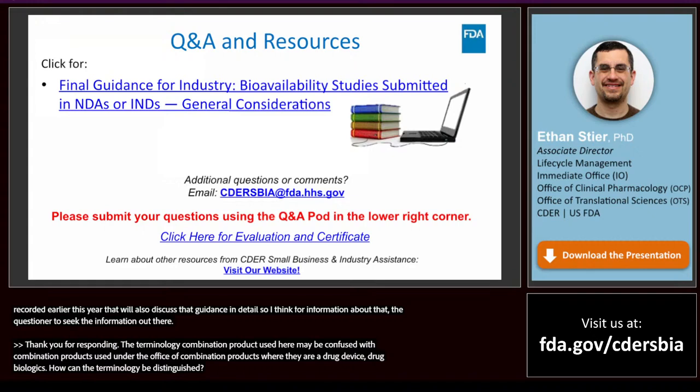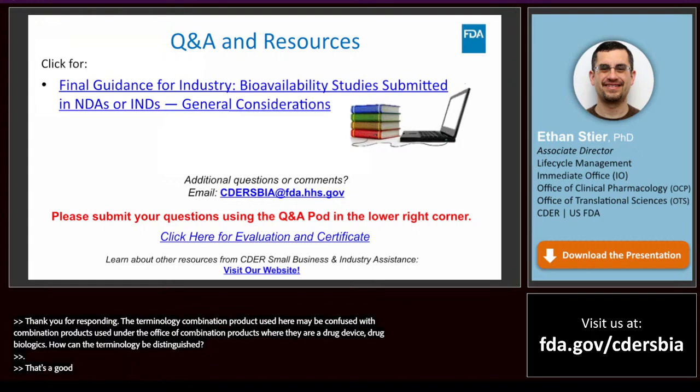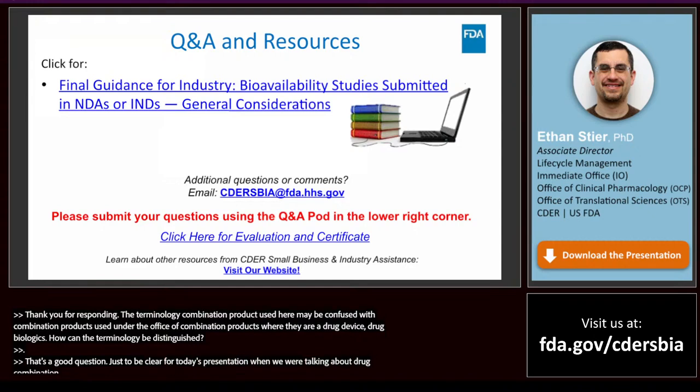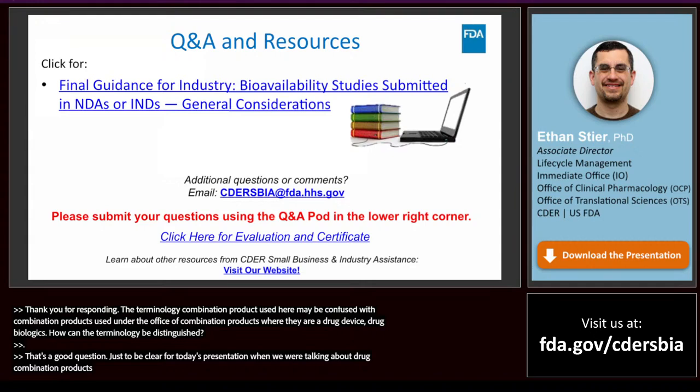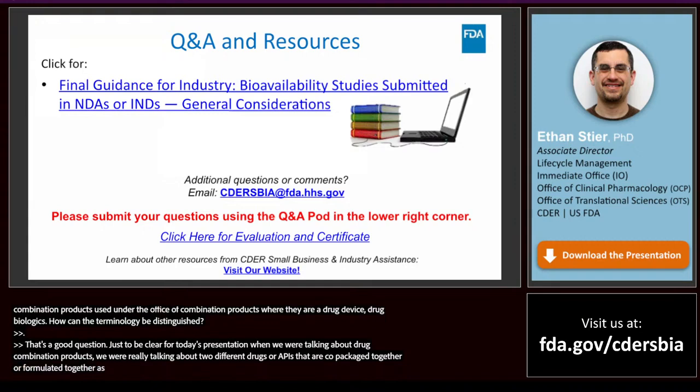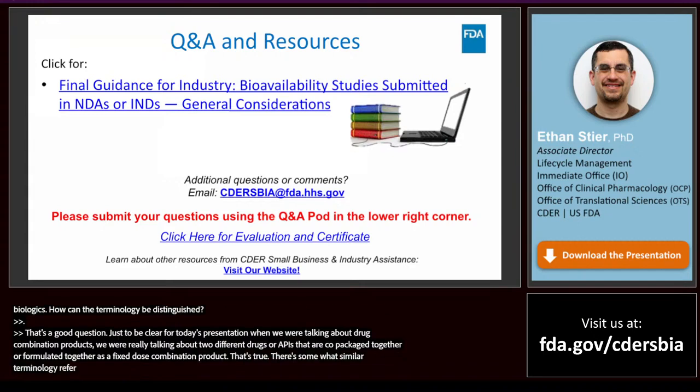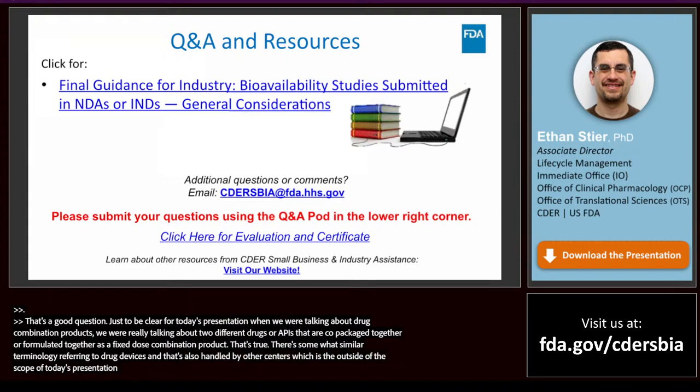That's a good question. Just to be clear, for today's presentation, when we were talking about drug combination products, we're really talking about two different drugs or two different APIs that are co-packaged together or formulated together as a fixed dose combination product. There is somewhat similar terminology referring to drug devices, and that's also handled by other centers, which is outside the scope of today's presentation. So I'll leave it at trying to define what we were talking about today during the presentation.